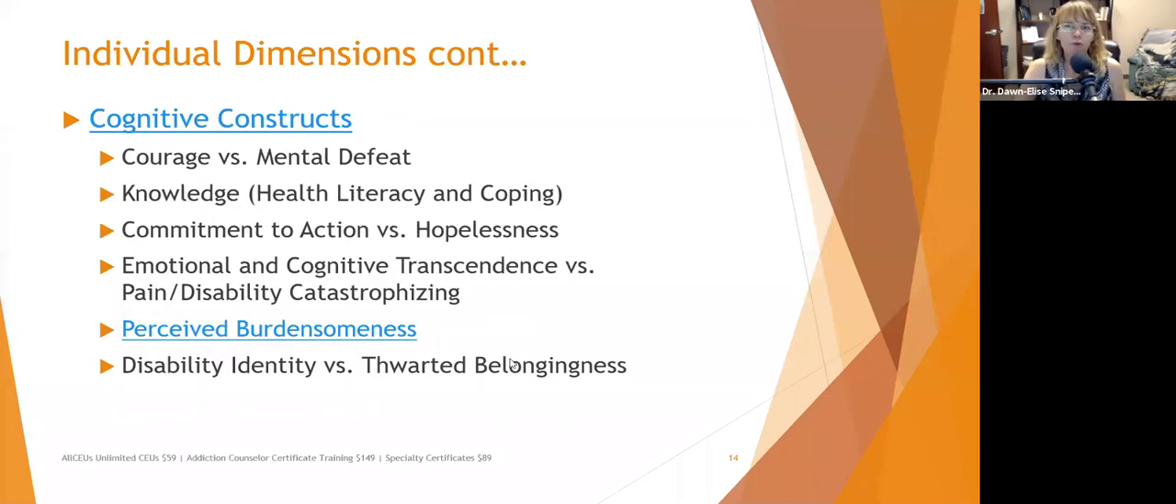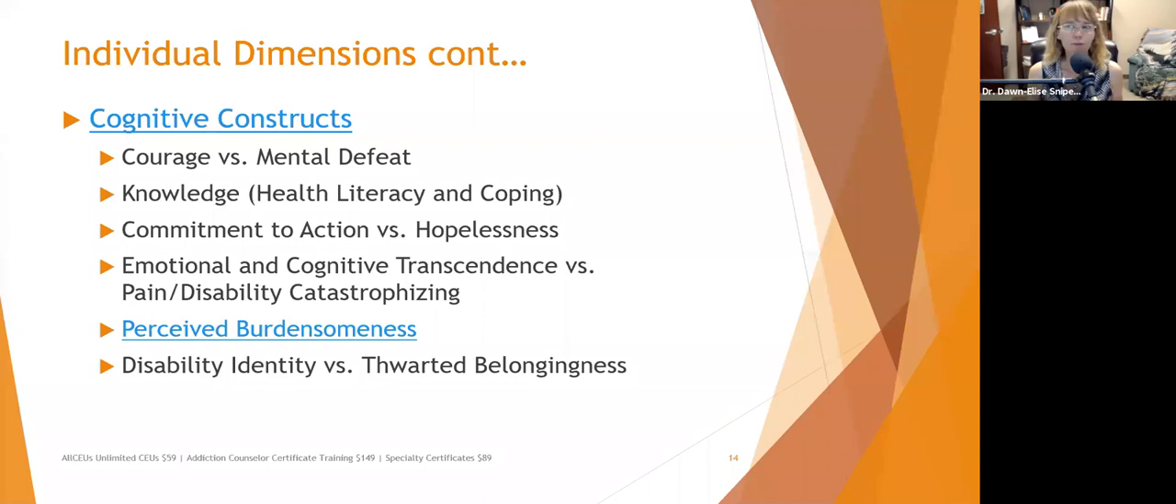Cognitive constructs we want to address. Really important in preventing negative psychosocial impacts. Help them embrace courage versus mental defeat. If they embrace the notion of the courage to rise to this challenge, that is going to be a lot more beneficial to them than if they go, well, I've got this now, there's nothing I can do, and they fall into a deep depression.